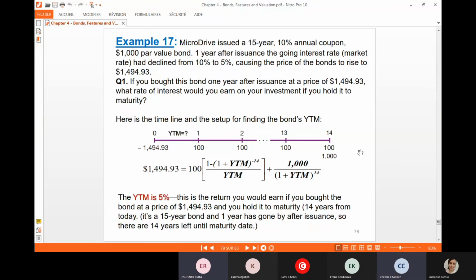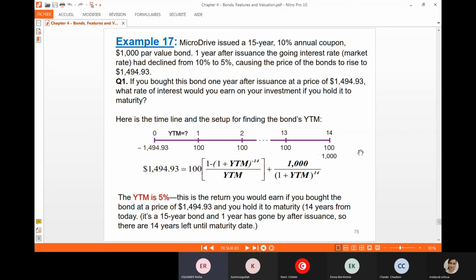Microdrive issued a 15-year 10% annual coupon bond with $1,000 par value. 1 year after the issuance, the going interest rate, the market interest rate, had declined from 10% to 5%. Of course, this doesn't happen often in real life. In real life interest rates decline little by little, not from 10 to 5%, unless there was a crisis or something big happened.